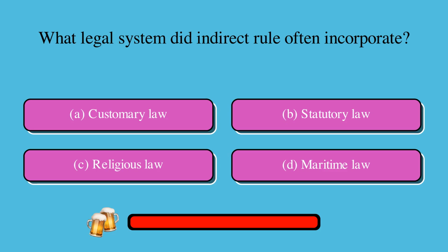What legal system did indirect rule often incorporate? Is it A, customary law, B, statutory law, C, religious law, or D, maritime law? The correct answer is A, customary law.